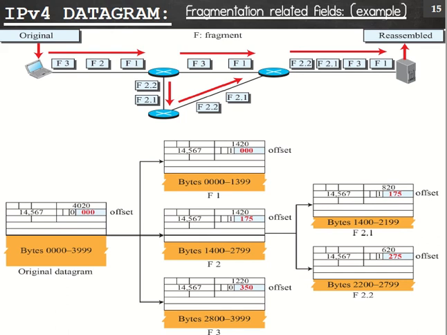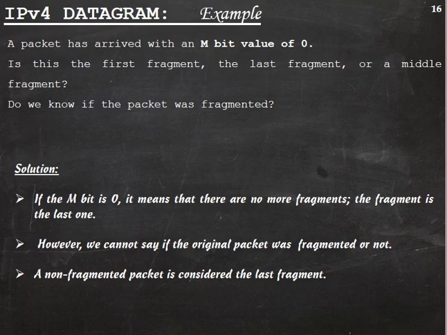Hope you understood the fragmentation method and how the offset address is calculated. Now we'll see a few problems based on this. The first problem says a packet has arrived with an M bit value of 0. Is this the first fragment, the last fragment, or a middle fragment? Do we know if the packet was fragmented?